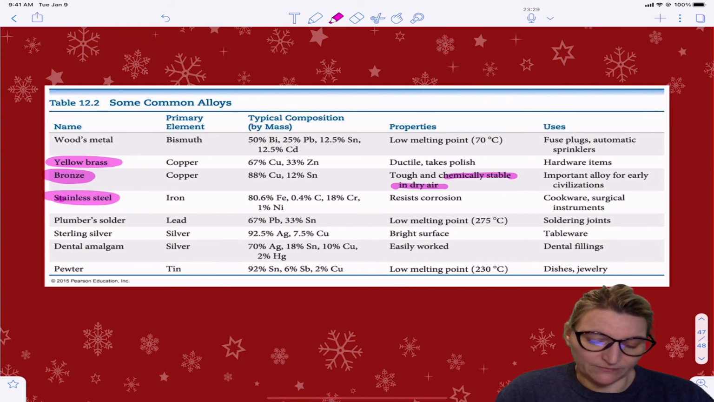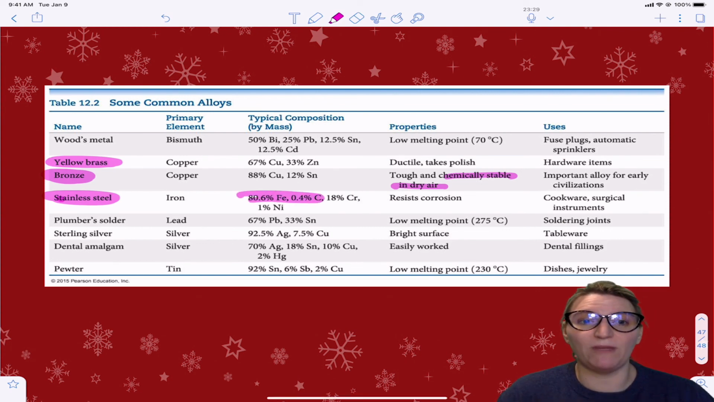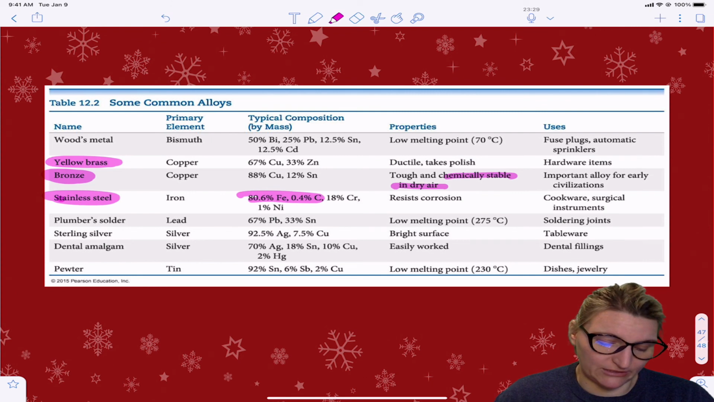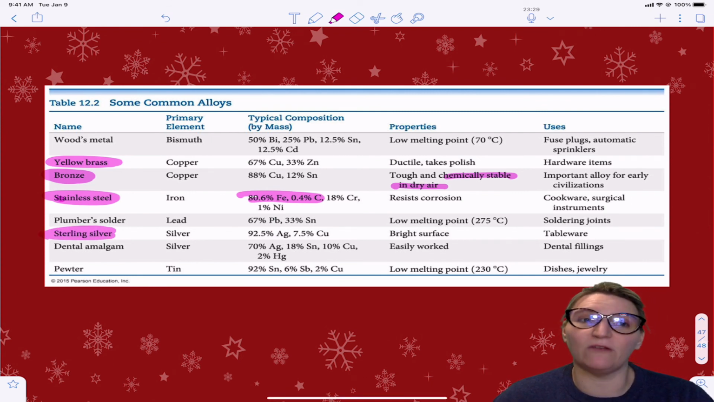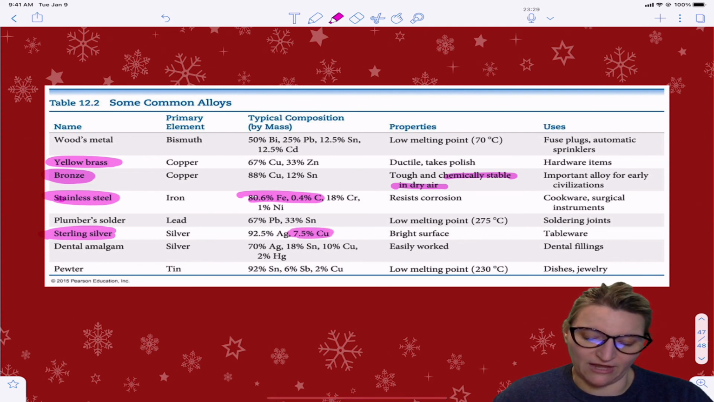Stainless steel is iron with a little bit of carbon, but actually with a decent amount of chromium in there. And that really helps it resist corrosion, because iron, as we know, readily reacts with the oxygen in the air to form rust, right? Iron oxide. But we use stainless steel for cooking, we use it for medical instruments, and you use it for earrings and jewelry sometimes. Sterling silver is another one: silver by itself does tarnish in the air, and adding a little bit of copper to that helps prevent that from happening.